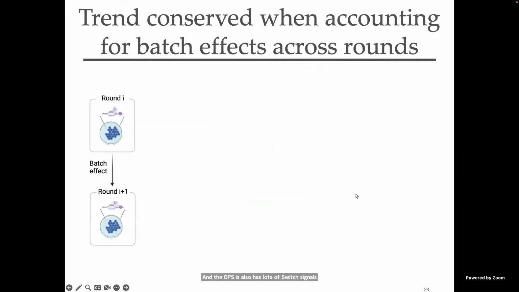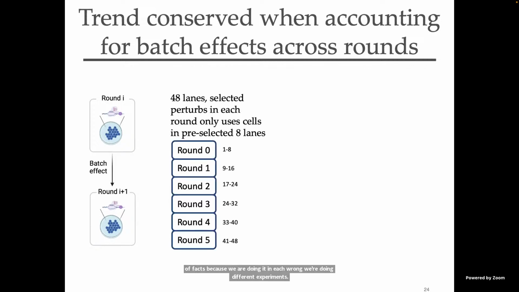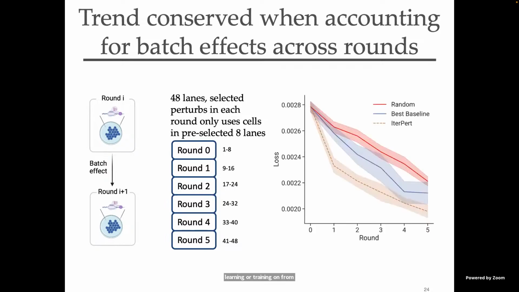And then one last thing that we look at is that in reality, when we deploy this system, there will be strong batch effects, because in each round we're doing different experiments. So we did a simulation to account for this batch effect. In the reproducible dataset, there are 48 lanes. In each round, we just focus on learning from pre-selected lanes, so that each round we're looking at different lanes. And we can see that the model performance is also conserved.